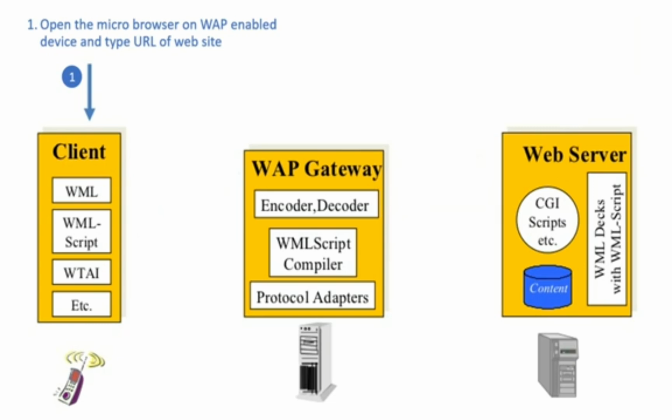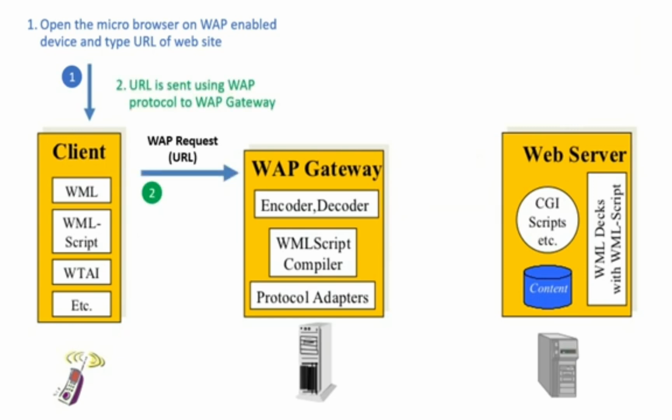First of all, we are going to open the mobile browser. A mobile browser which is used in a WAP enabled device is called a microbrowser. In our example, we are taking the WAP enabled device as a mobile phone, and the browser that is used in our mobile phone is called a microbrowser. Next, we are going to type the URL. For example, www.google.com. So open the browser and type the URL.